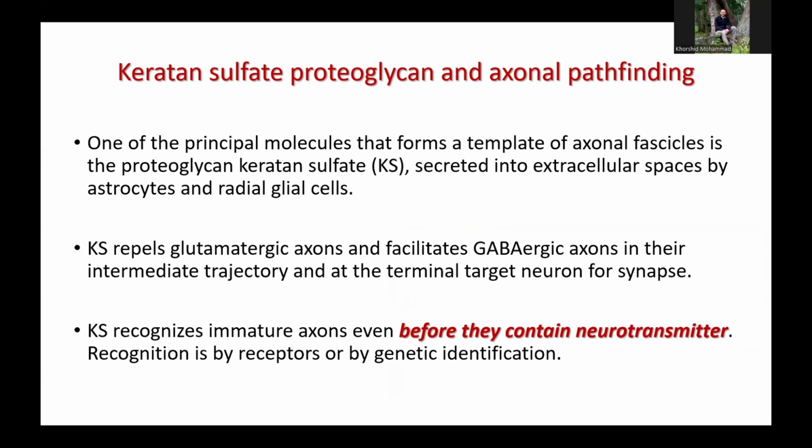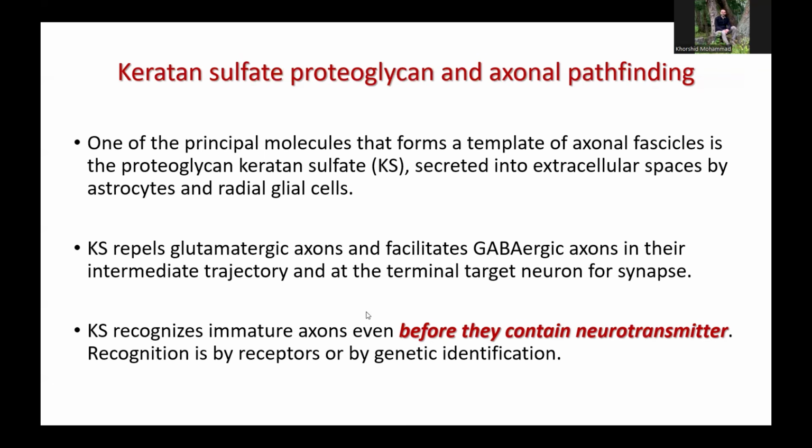Another feature of the keratan sulfate is that it covers the neuron. It adheres to neurons, but not to the dendritic spines. And the dendritic spines is where the axodendritic synapses form, and these are excitatory synapses. And keratan sulfate has a property of repelling glutamatergic axons and facilitating GABAergic ones.